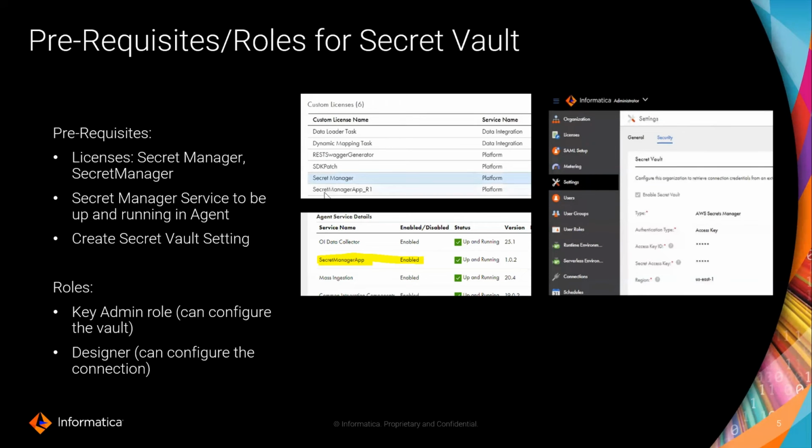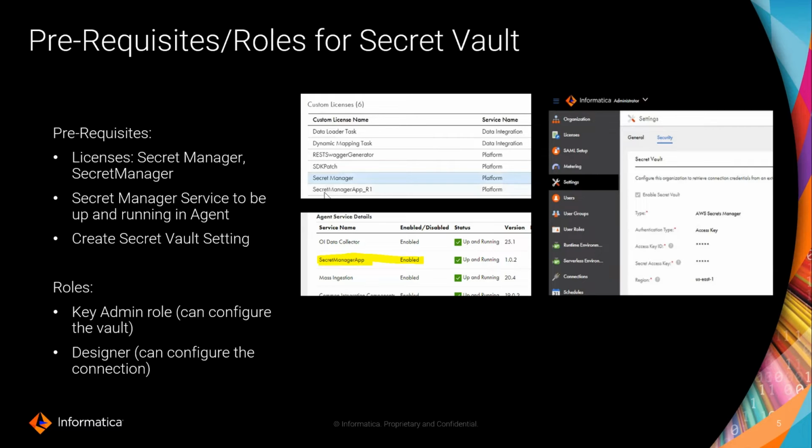You need to have these custom licenses, Secret Manager and Secret Manager App. These are automatically included as part of the IDMC license, so no additional provisioning request is required. Secret Manager App service needs to be up and running. If it is not visible, you will have to enable the service from the Agent Group, Enable Disable Service under the Additional Services tab.